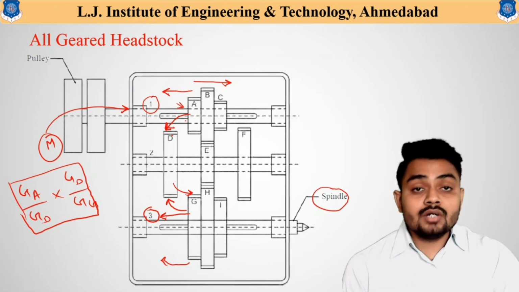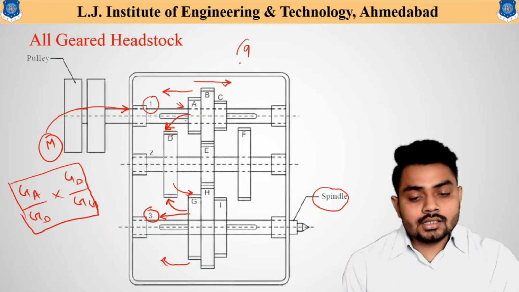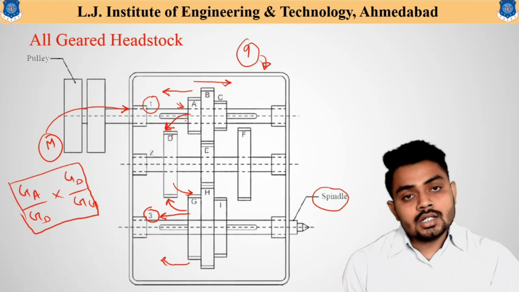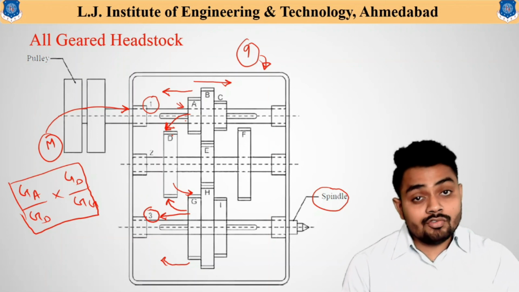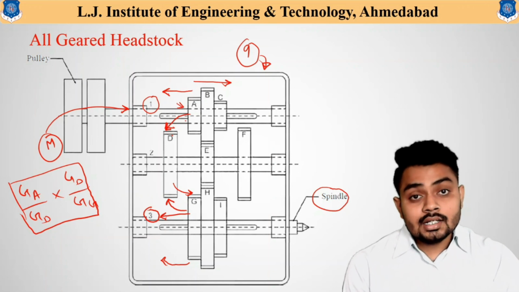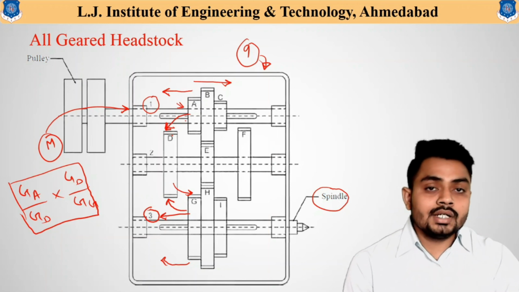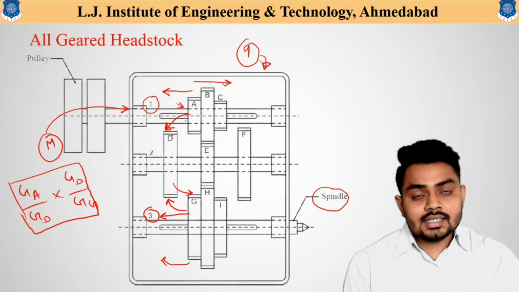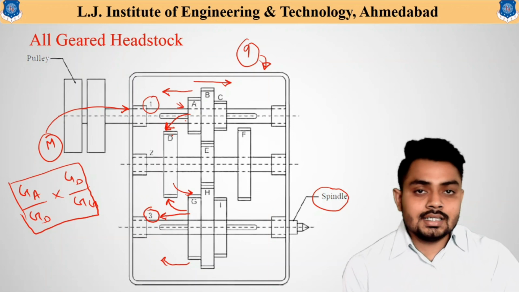That means 9 speed variations can be obtained very easily using this all geared headstock. This figure shows that a total of 9 different speed variations can be obtained using this all geared headstock. Here you can see that there is no requirement to stop the motor to change the speed. That means speed variation can be obtained easily by shifting the gears inside the gearbox without stopping the machine, which helps the machining operation to be performed very easily.